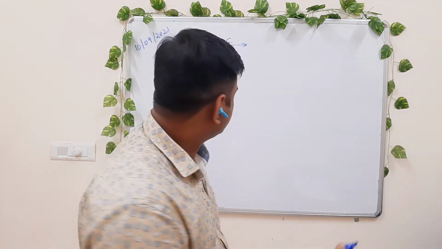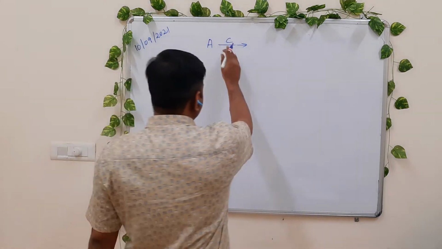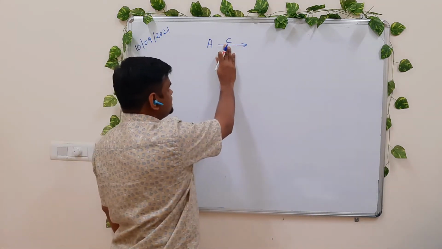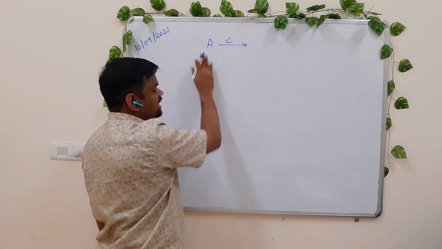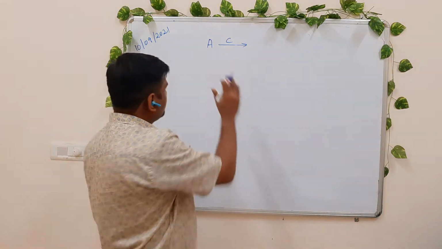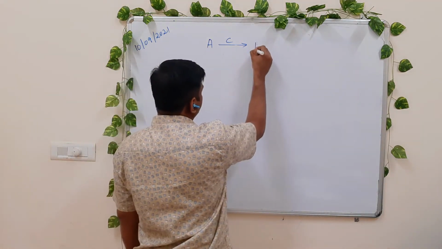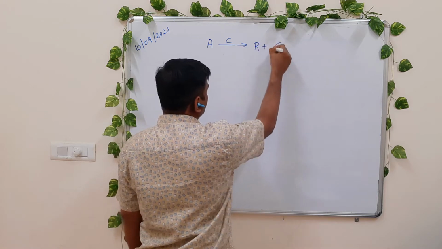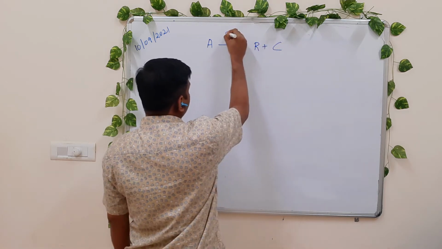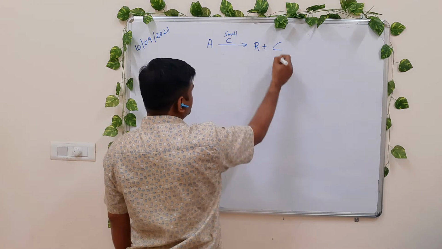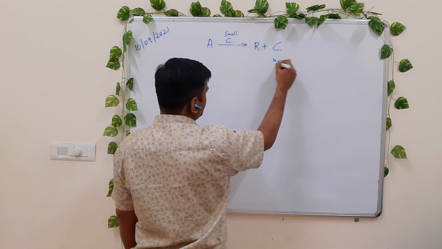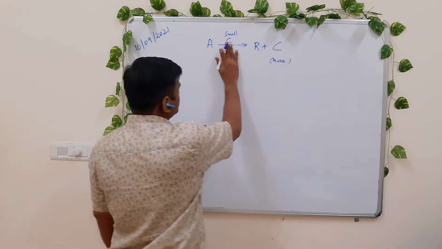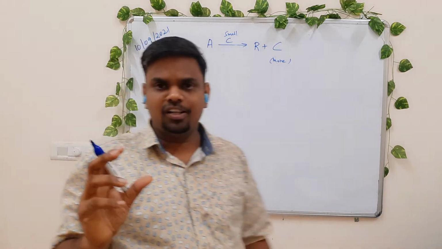Okay, so here in these cases, let me say initially some small amount of microorganism C is there. Let A be the reactant or substrate. Then it will form some product R plus more amount of C. So here we have a small amount of microorganism, and here we have more microorganisms. Initially a small amount of microorganisms was present.